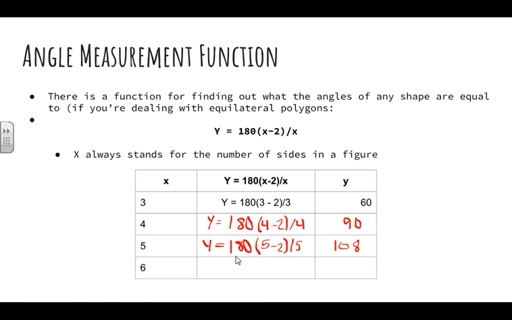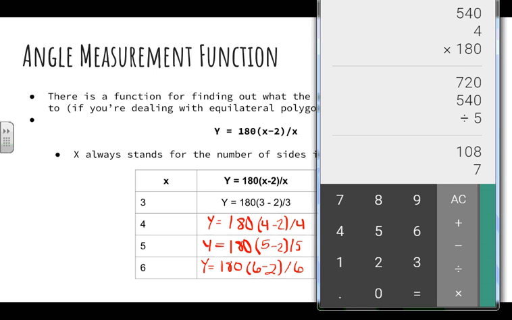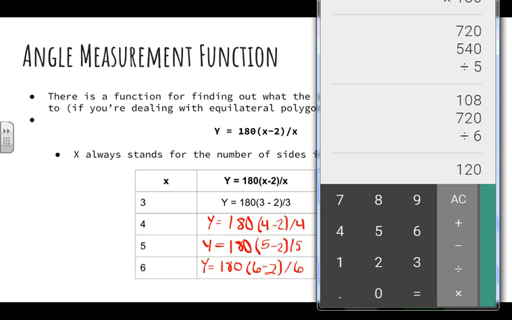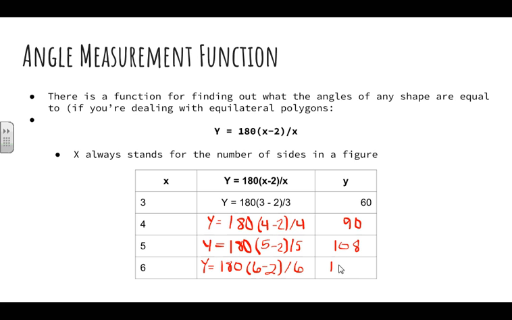All right, finally, let's do a hexagon. So we get y equals 180 times 6 minus 2, divided by 6. 6 minus 2 is 4. 4 times 180 is 720. And 720 divided by 6 is 120. So we get 120 degrees for each individual angle of that hexagon.